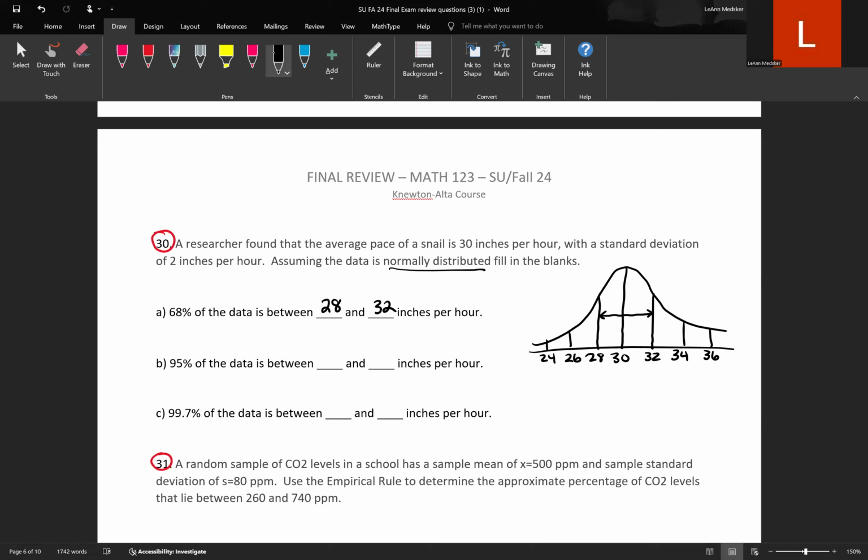That would be that speed. So that's the 68%. The 95% is from 2 standard deviations below to 2 standard deviations above. So that's where we get 95%. And again, this rule is on your formula sheet. So that'd be 26 to 34 inches per hour. And then lastly, from 3 standard deviations below to 3 standard deviations above, that's the 99.7%. So that would be the 24 inches to 36 inches.